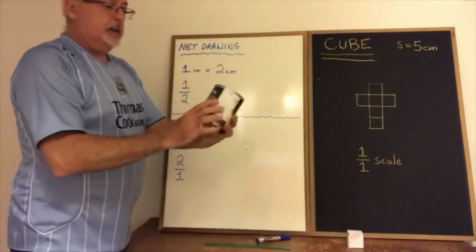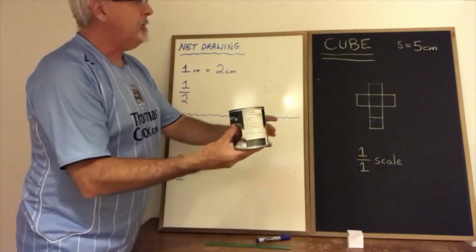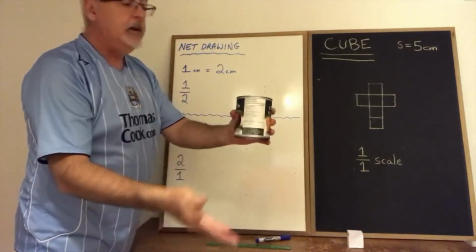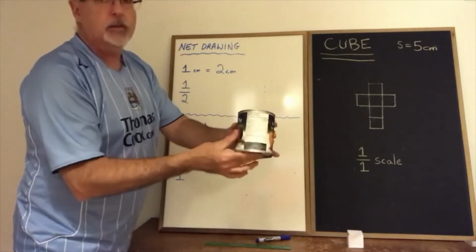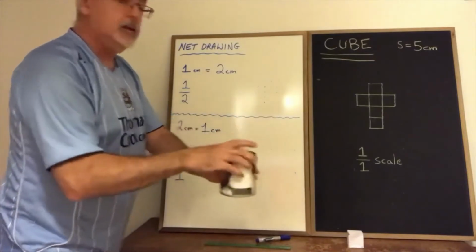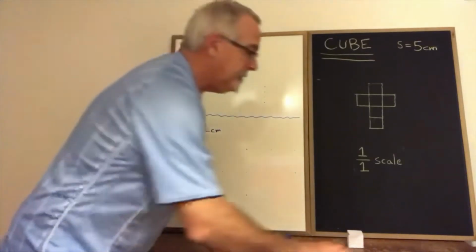I could draw this cylinder on a normal sized sheet of paper, but I would not be able to fit the net of the cylinder, the unrolled version of it, on a single sheet of normal sized paper. So I would have to draw this to scale. I would have to use a scale and make a drawing that's smaller and explain the scale that I'm using.